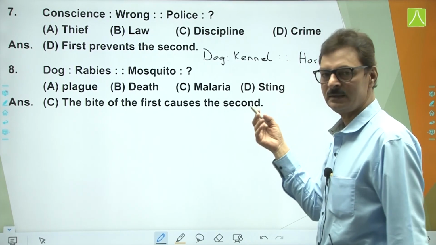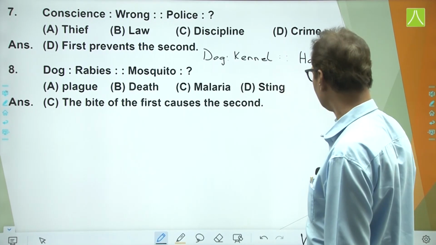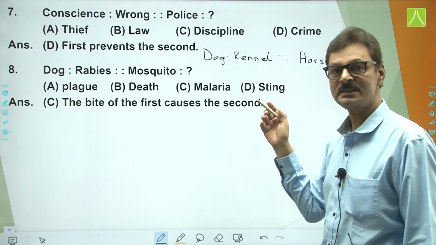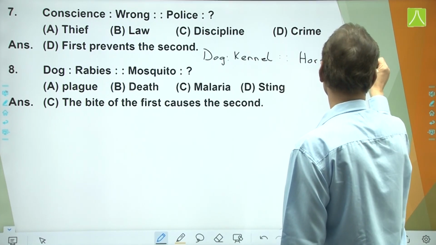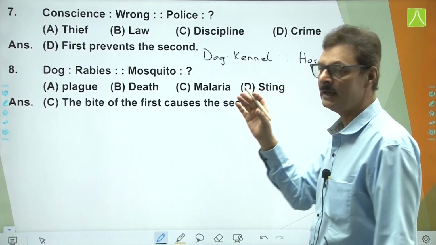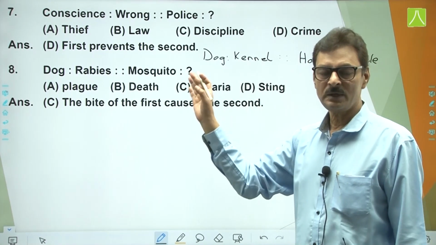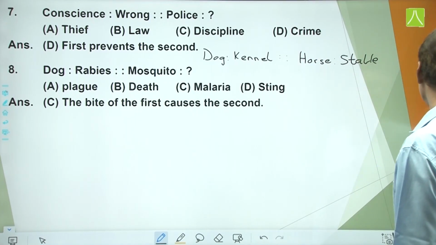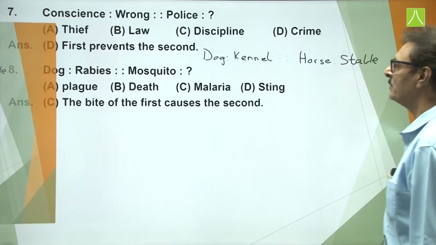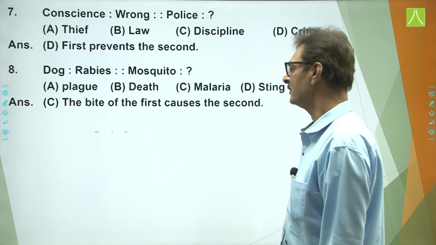Kya answer aana chahiye? Yes, horse. I'm not giving the options, but you should know this. Where does a horse stay? Stable. Astabal jisko bolte hain. Over here. Yes. So you can get such type also. You can get group of something. You can also get where a person stays. So any type of question, any type of relationship, you can expect where question based of analogy are concerned.